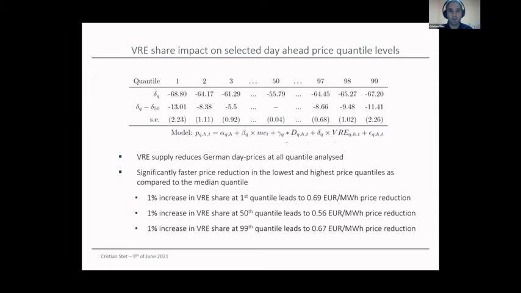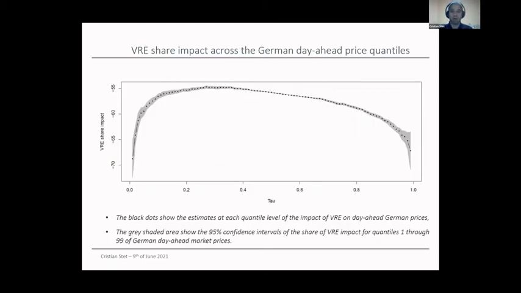We can see that when we get to the extremes, to the very low prices or very high prices, the first, second, third quantile, or 97, 98, 99, this impact of renewables increases and is significantly higher. So as expected, when prices are already extreme, the impact from a change in renewables will be greater than when prices are moderate. If we do the picture for all 99 quantiles analyzed, it will look like this. You can see that in the middle of the distribution of power prices, you still have a negative impact of renewables on power prices, but not as big as when the prices are extreme.